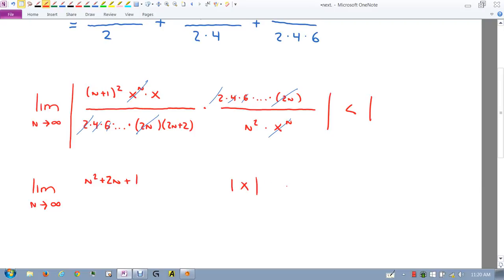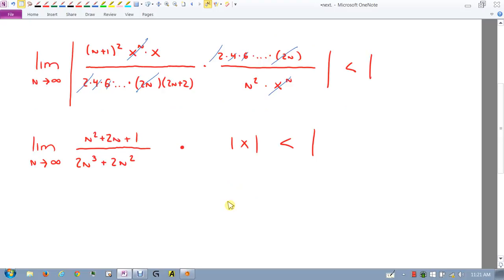On the bottom, what do I still have? N squared times 2n plus 2. So how about we distribute an n squared through here? We get 2n cubed plus 2n squared. There's a multiplication between that. And then I have all that needs to be less than 1. You with me?